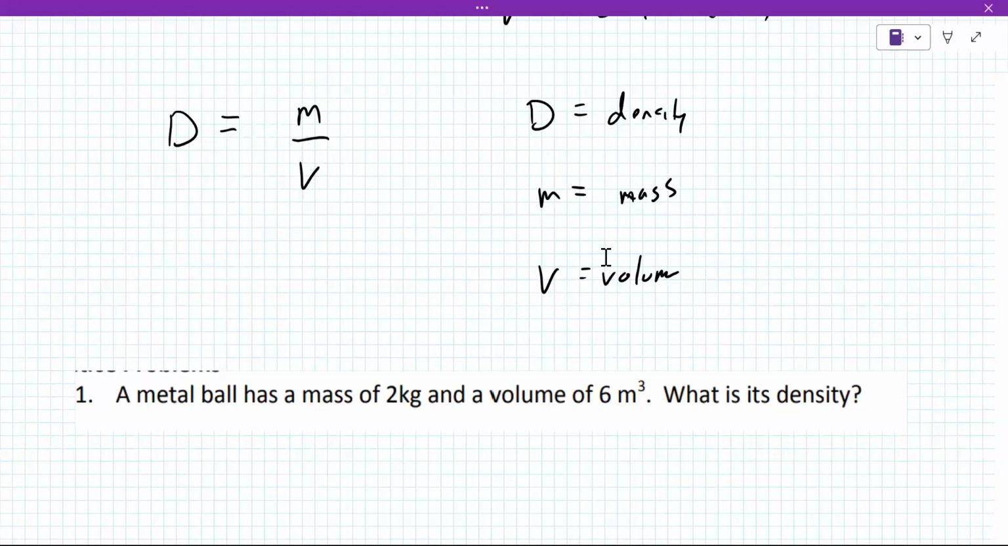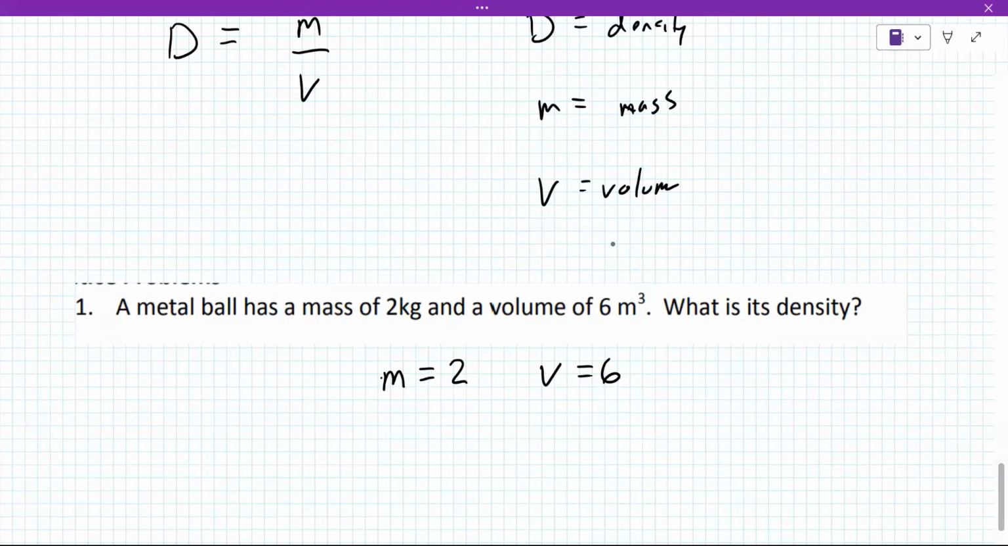Okay, the mass is 2 kilograms and a volume of 6 meters cubed. You should be able to just divide. Density is mass divided by volume. The mass is 2. The volume is 6. 2 divided by 6. Can you calculate that for me, please? 0.3. Any other units of measure on that? 0.33. Okay.